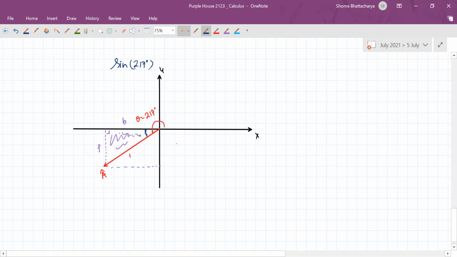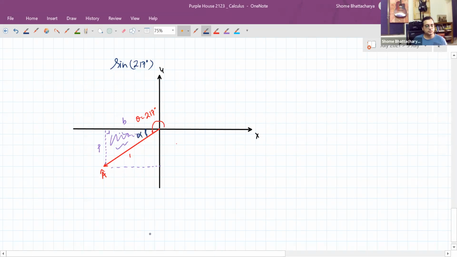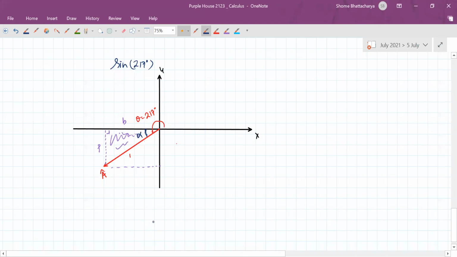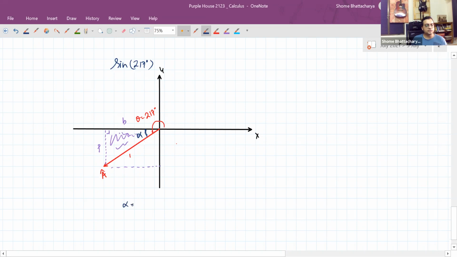Let's say this is alpha. Now tell me how much is alpha by calculation here? 37 degrees. Yes, it's 37 degrees, because up to here is 180. So alpha is obviously how much? Alpha is 217 minus 180, so it's 37 degrees.